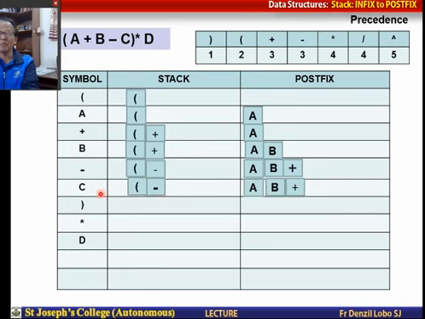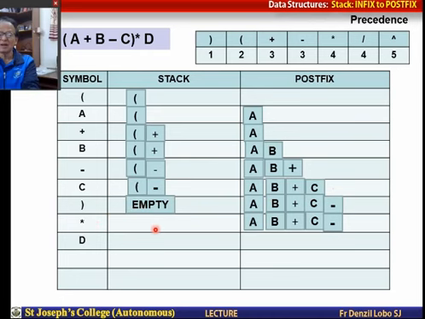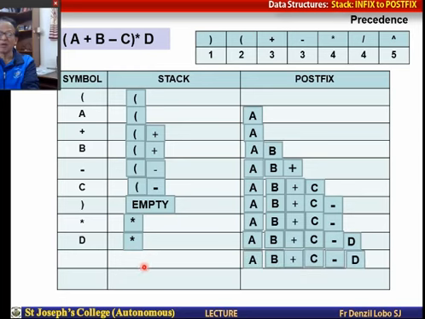I come to an operand again. This operand will go onto the postfix expression. I come to the right parenthesis. Therefore, pop the operators onto the postfix till you come to the left parenthesis. Now the stack is empty. Now again there is an operator. It will go onto the stack. I come to the operand. It will go onto the postfix. Then nothing is left, therefore I go on emptying the stack, so this operator will come. So this becomes the postfix expression of this infix expression: A, B plus C minus D into.